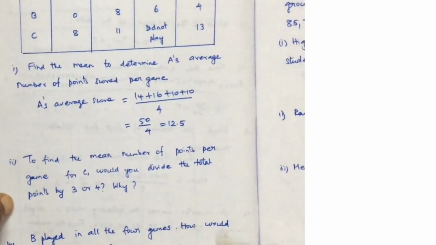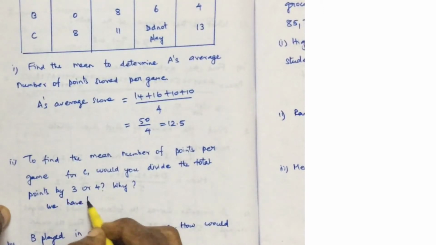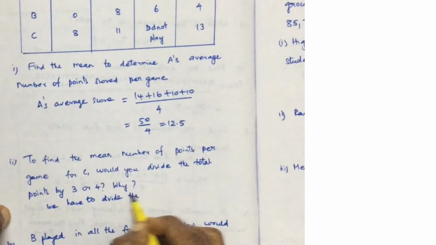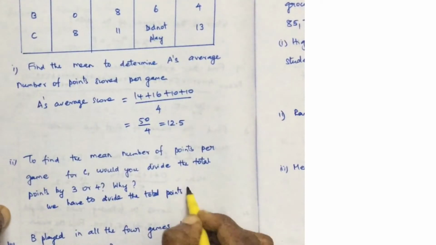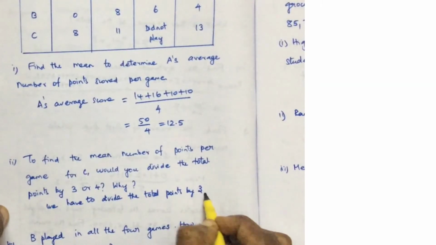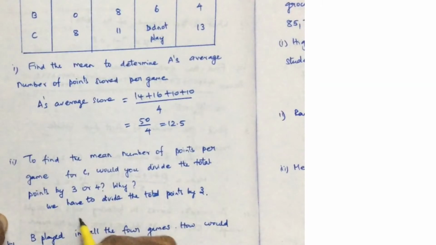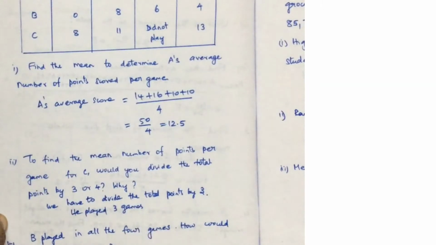So we have to divide the total points by 3. Okay, because he played only 3 games. He played 3 games.